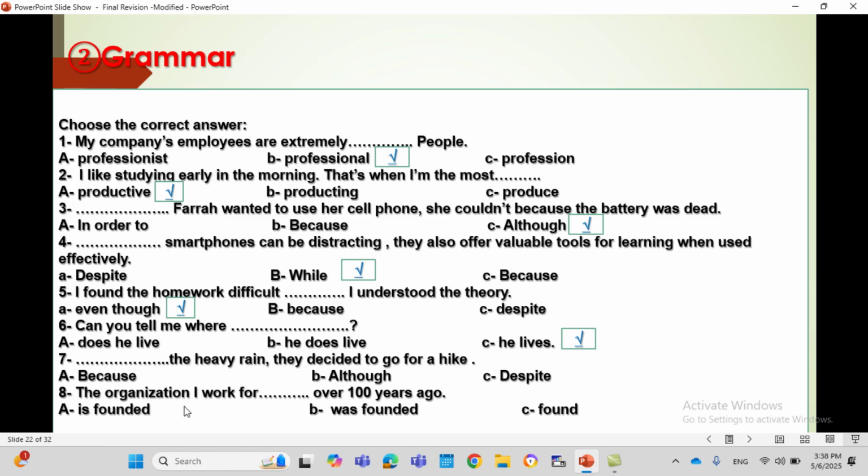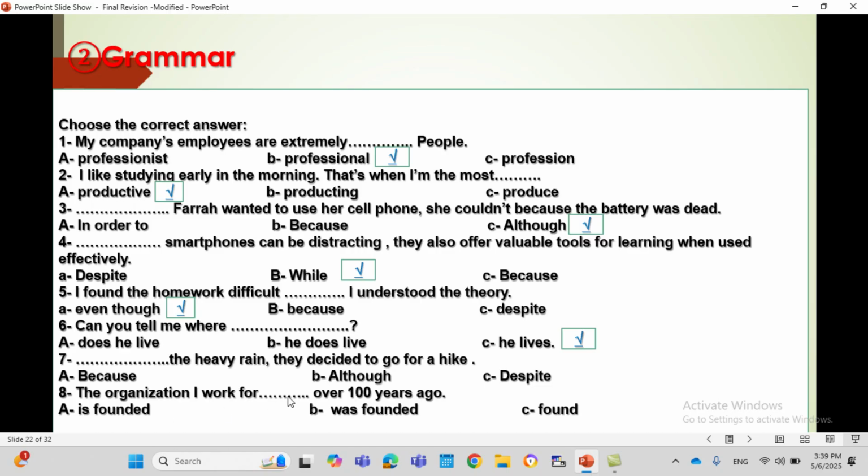Now let's come to number 7, the heavy rain. As you can see, the heavy rain is what we call a noun phrase. What is a noun phrase? A noun phrase means a group of words that does not contain a verb. Again, a noun phrase is a group of words that does not contain a verb.